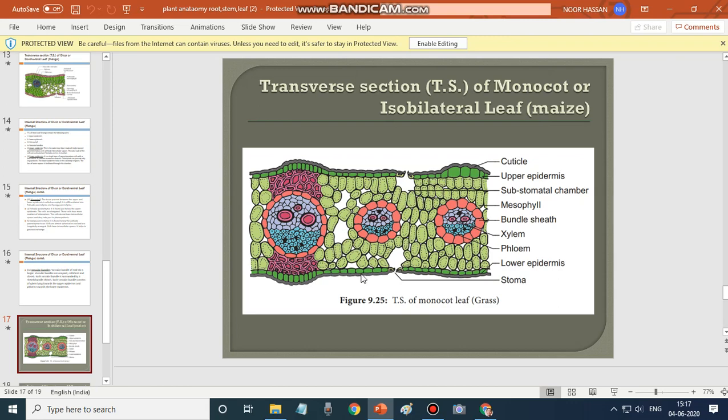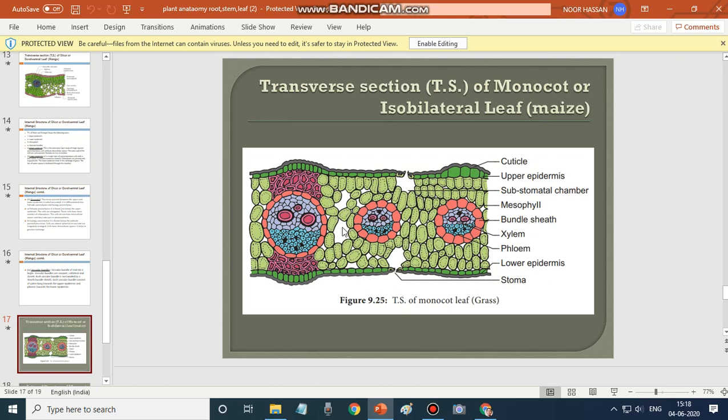So we shall discuss now about vascular bundles. A large number of vascular bundles are present. Some of which are small and some are large. So this is a smaller one and this is the larger one. And each vascular bundle is surrounded by a parenchymatous bundle sheath, and vascular bundles are conjoined, collateral and closed. Xylem is present towards upper epidermis and phloem is towards lower epidermis. So this is about vascular bundle.